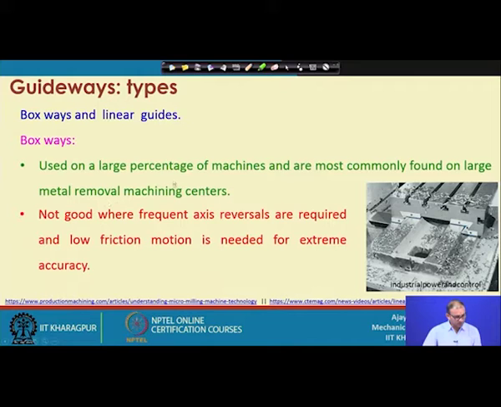But why is it not good for this particular micromachining? Because it is not good where frequent axis reversals are required and low frequency motion is needed for extreme accuracy. Now, if you see the size of this, everything depends on the inertia. If you consider that you are moving one object of 50 kg in this direction and suddenly you want to stop it at this location, it will not stop because it has inertia, that weight is very high.